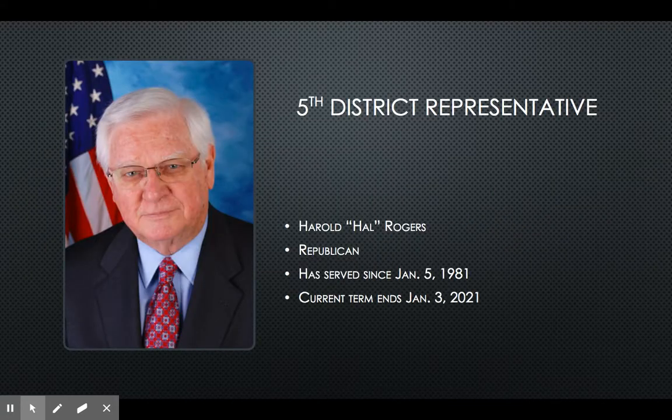This is our 5th district representative, Hal Rogers. So you all are probably familiar with him. He's a Republican. He has served for a very long time. So remember, members of the House, there are no term limits, so you can keep serving. His current term ends January 3rd, 2021.